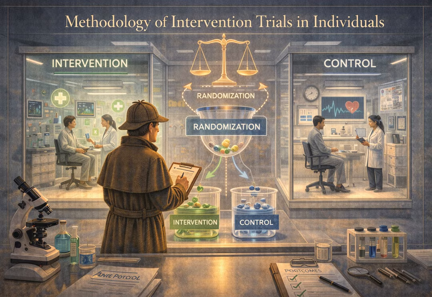You take a group of people, you randomly assign half of them to receive a high-fiber supplement and the other half to receive a visually identical placebo, and then you watch what happens. You intervene.